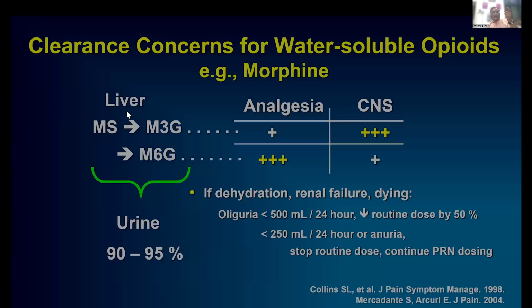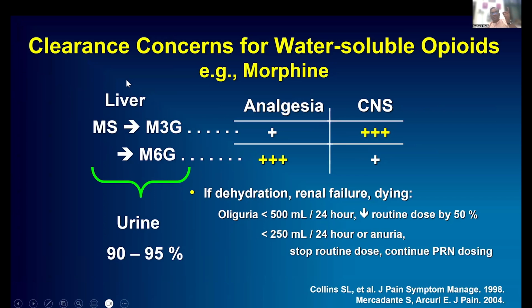If you see, it is metabolized in the liver by glucuronidation to M3G or M6G, morphine 3 glucuronide or morphine 6 glucuronide. M3G is the problem maker, which has more of a CNS effect. If he has dehydration or renal failure, or if he is dying and has oliguria less than 500 ml, I usually decrease the dose by 50%, or if it is less than 250 ml in 24 hours or anuria, we stop it and continue the patient only on PRN. Because one dose will be there in the body, as M6G is a very potent analgesic. Almost 95% of it is excreted by the urine. And if his urine output is falling, it is not getting excreted, it is staying in.